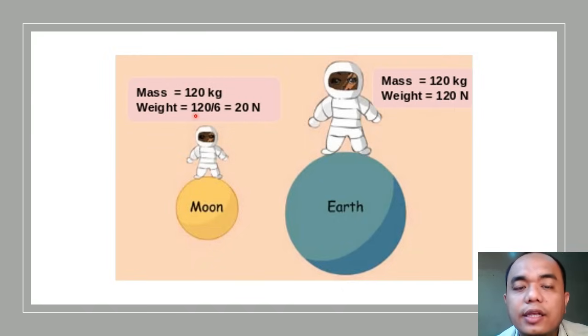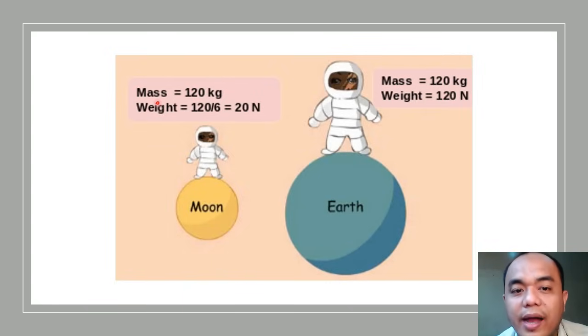Yung 120 kilogram mo, i-divide yan sa 6 because 1/6 nga lang yung equivalent ang weight mo sa moon compared sa Earth. So again, 120 divided by 6, that will give you 20 Newton. Your weight on the moon is only 20 Newton, but your weight here on Earth is 120.